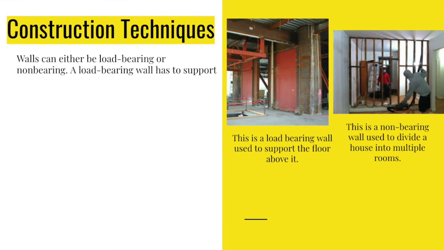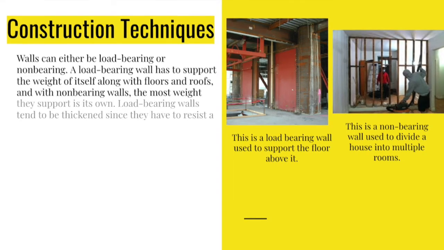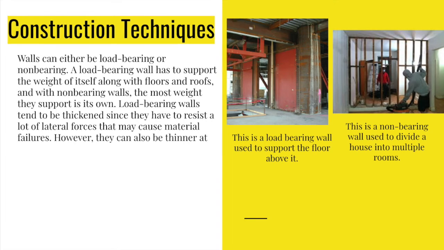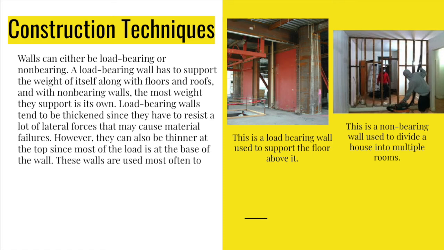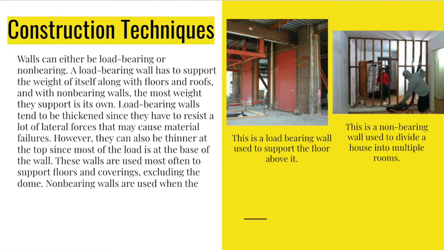Walls can either be load-bearing or non-bearing. A load-bearing wall has to support the weight of itself along with floors and roofs, and with non-bearing walls, the most weight they have to support is its own. Load-bearing walls tend to be thickened, since they have to resist a lot of lateral forces that may cause material failures. However, they can also be thinner at the top, since most of the load is at the base of the wall. These walls are used most often to support floors and coverings, excluding the dome.